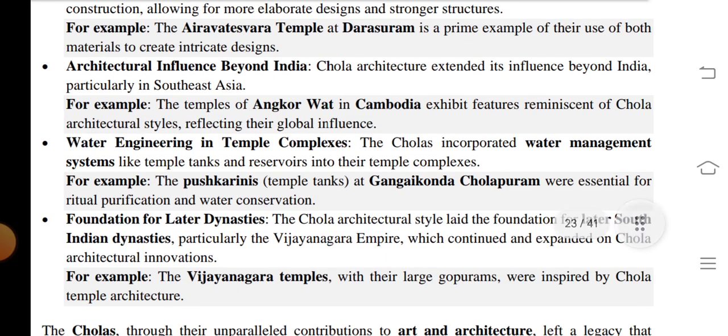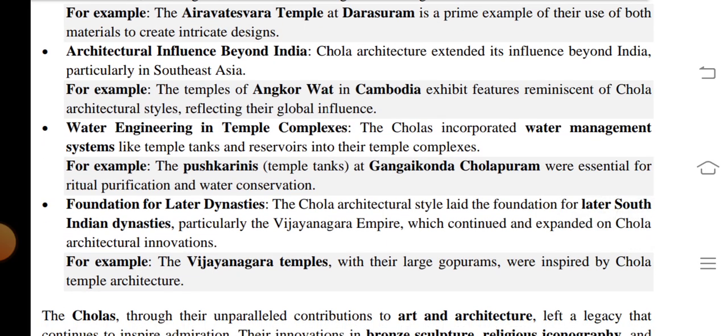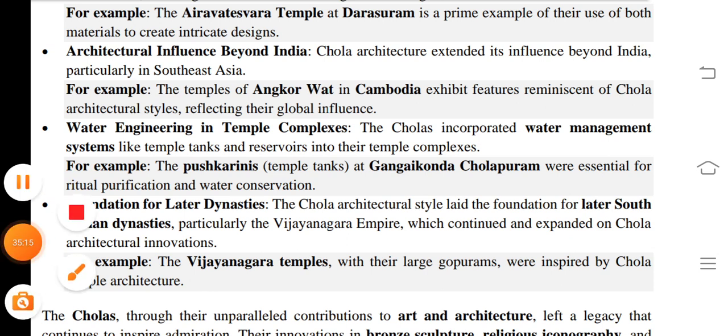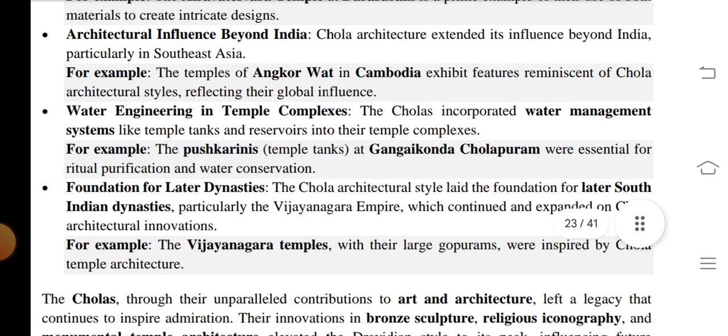stronger structures. For example, the Airavatesvara temple at Darasuram is another prime example of their use of both materials to create intricate designs.